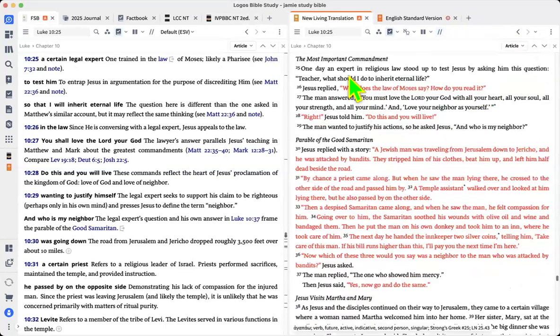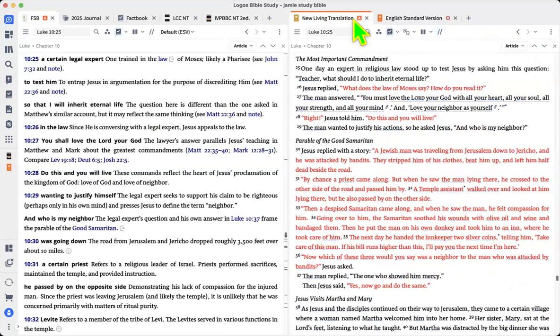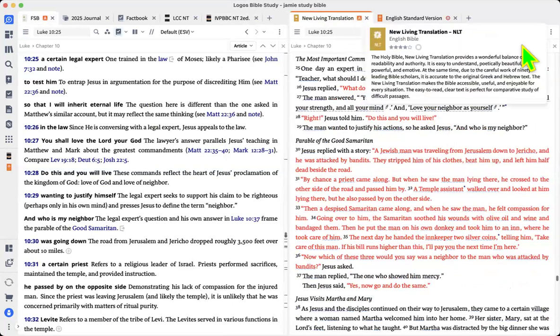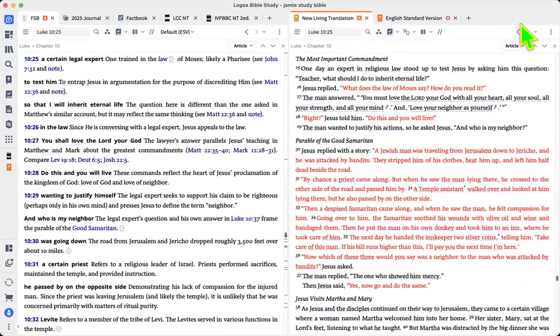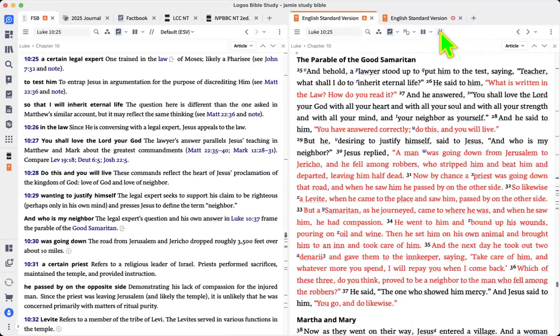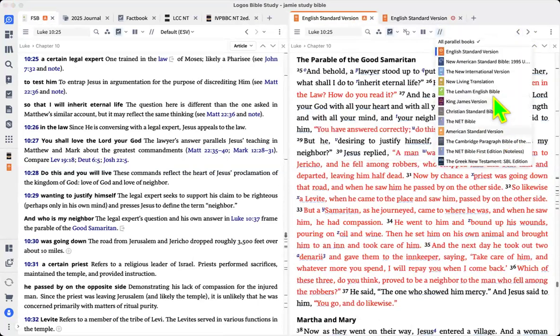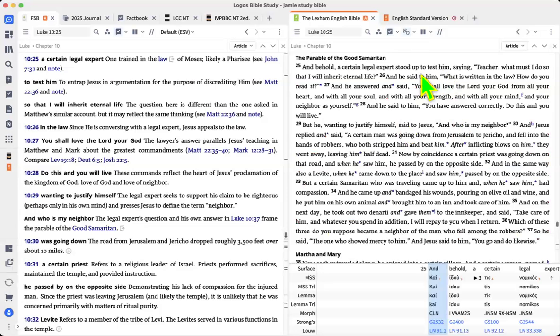I can click on it, and now it just flips right to the New Living Translation, keeps the link set ready to go. And now I can read in this translation. I can press back, go back to ESV. I could choose a different one if I want. Let's see what Lexham English Bible has to say. I could read that translation.